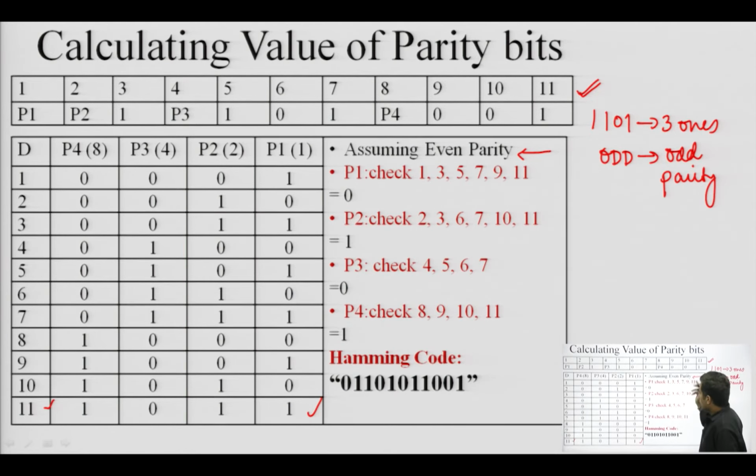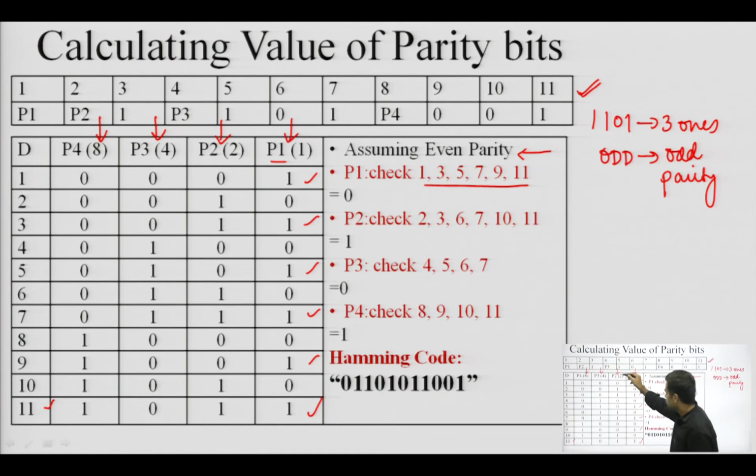Now, assuming even parity, I will be checking this column. If I check this column for P1, this column for P2, this column for P3, this column for P4, I can check that P1 has 1 at positions 1, 3, 5, 7, 9 and 11. So, I have mentioned 1, 3, 5, 7, 9, 11. Similarly, for this column you can check 2, 3, 6, 7, 10, 11.